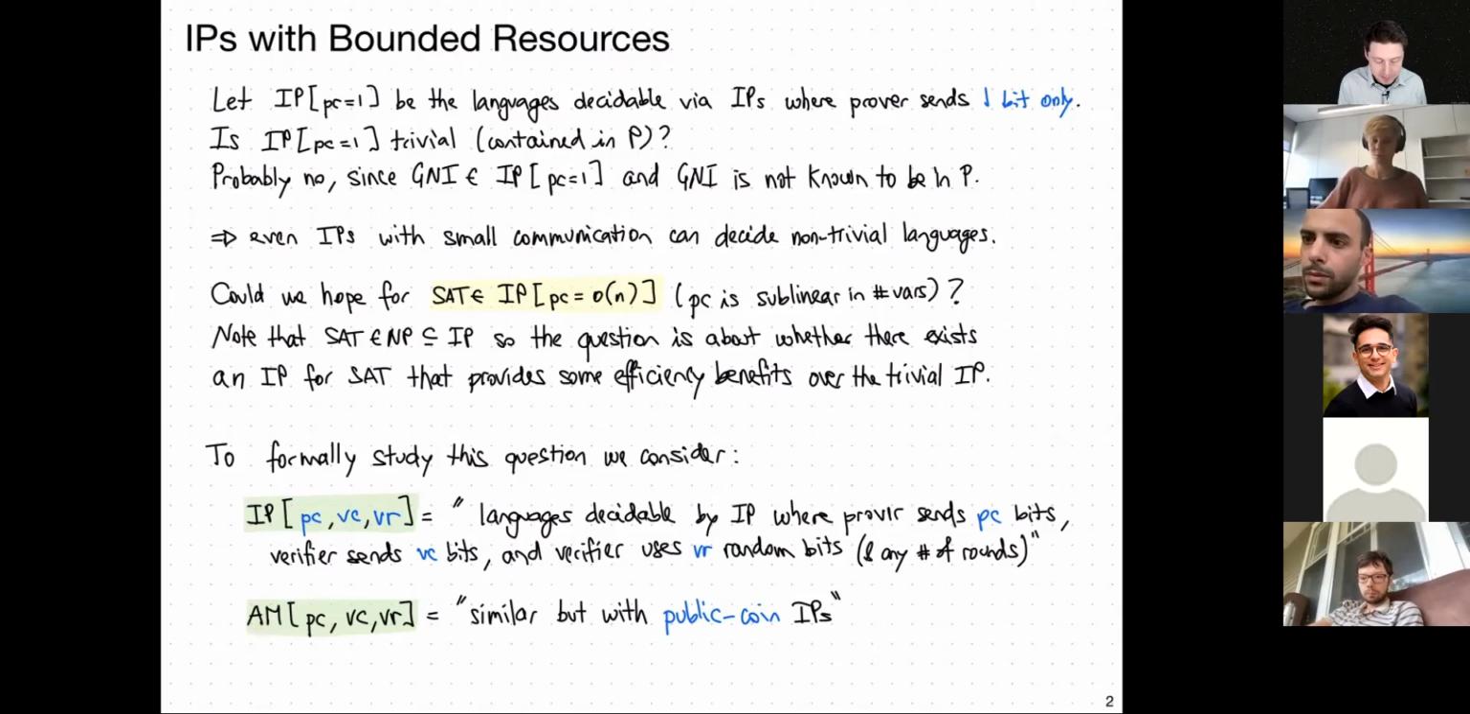There's a question about AM. AM is a historical name. It stands for Arthur-Merlin. We've briefly seen this class once before. It doesn't really matter why Arthur and Merlin right now. That's usually what is used to denote public coin interactive proofs.